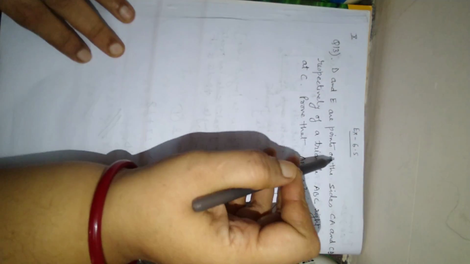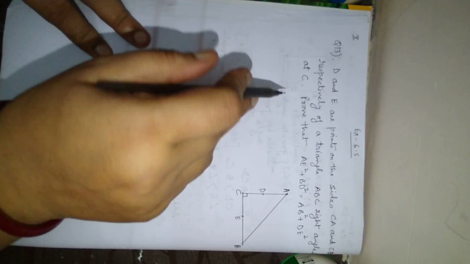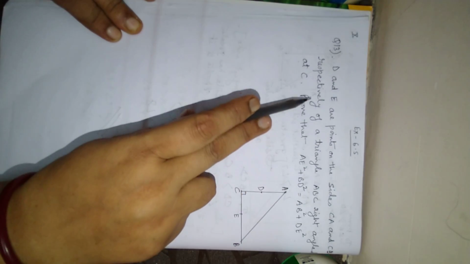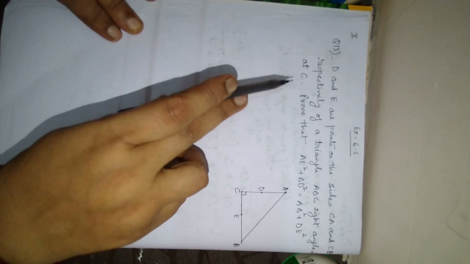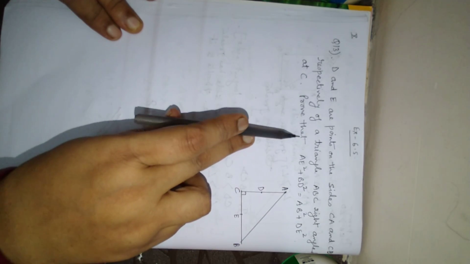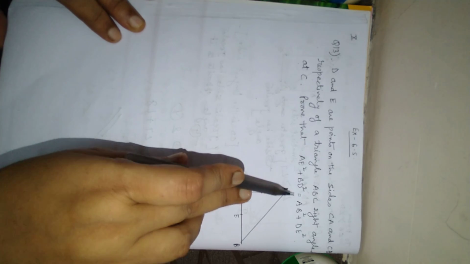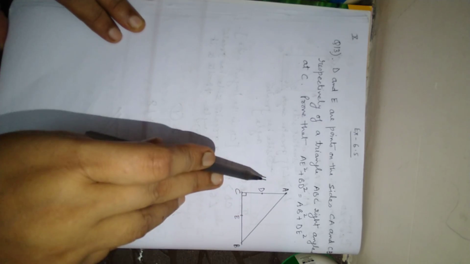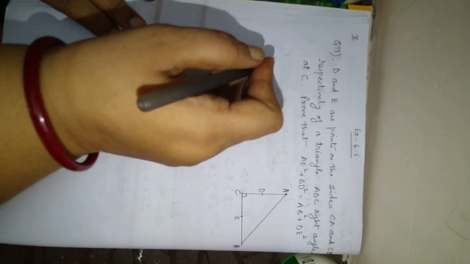Today I will explain exercise 6.5 question number 13. Question is, D and E are the points on the sides CA and CB respectively of the triangle ABC right angle at C. Prove that AE square plus BD square equals to AB square plus DE square. So what is given in this is ABC is a right angle triangle.